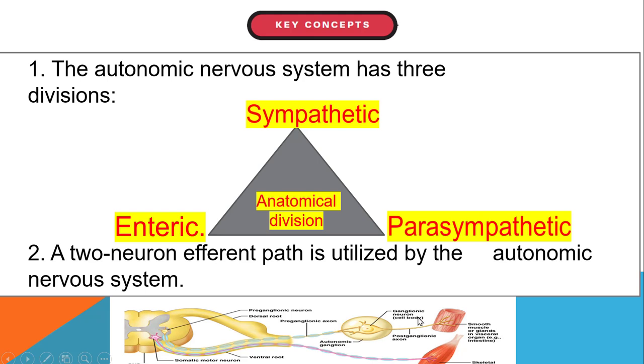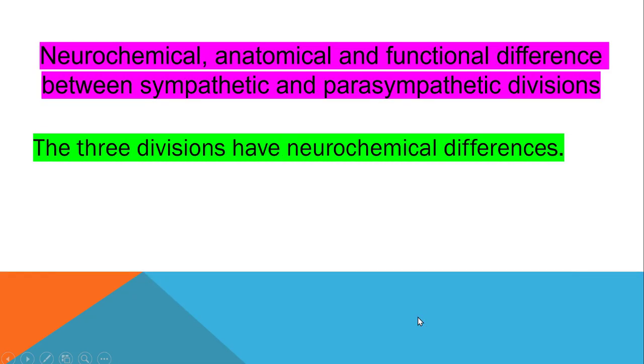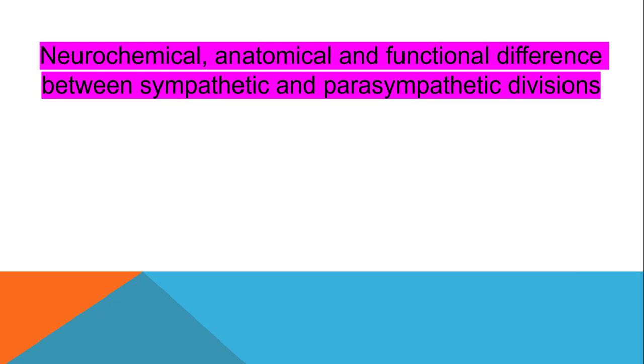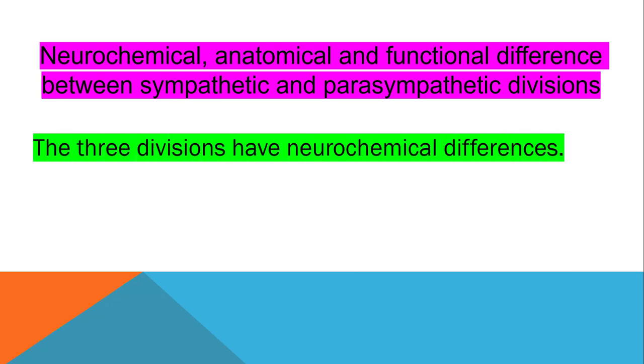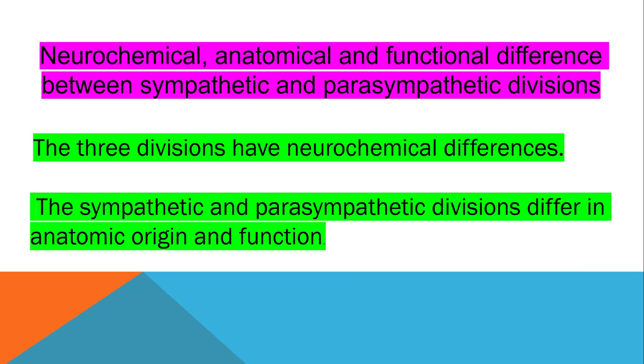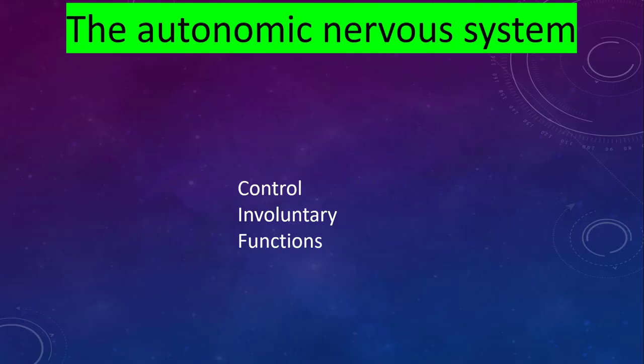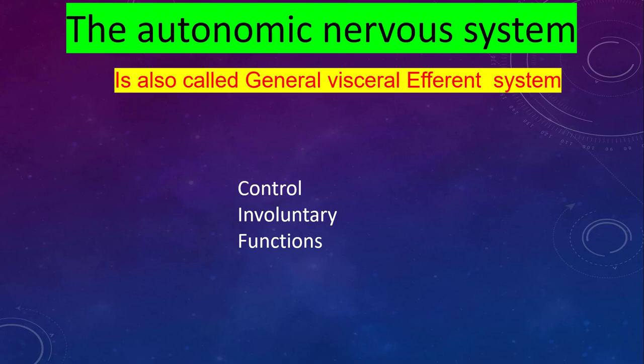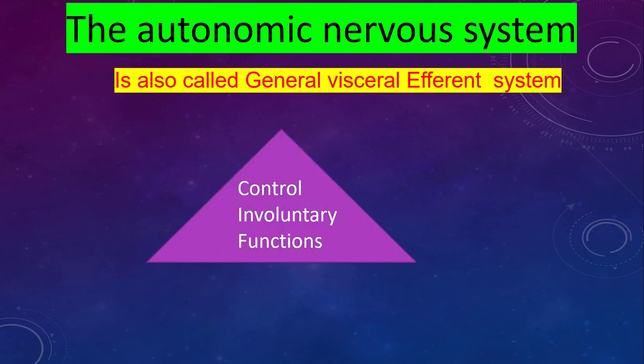Neurochemical, anatomical, and functional differences between the sympathetic and parasympathetic divisions. The 3 divisions have neurochemical differences. The sympathetic and parasympathetic divisions differ in anatomic origin and function. The autonomic nervous system is also called the general visceral efferent system because it controls the functions of viscera.